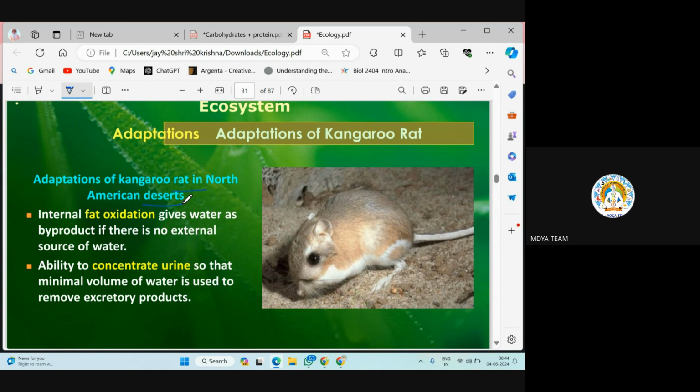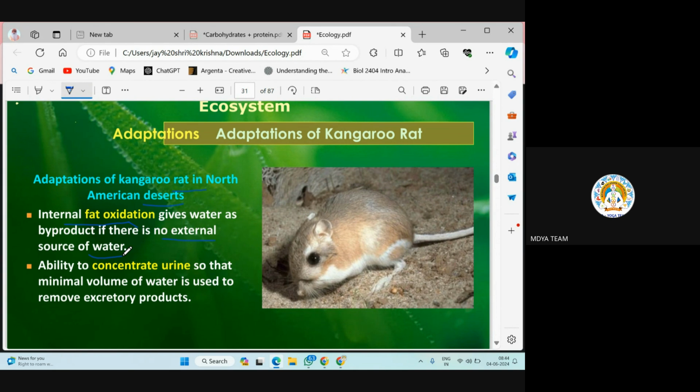There is a kangaroo rat, and in this desert there is no water. So, to survive on less water, this rat developed a specific ability. Just by the oxidation of fat, it produces its own water, and it doesn't need any external source of water. Fat is present in everyone's body, like we all also have fat in our body. So this kangaroo rat has the ability to produce water from that fat.